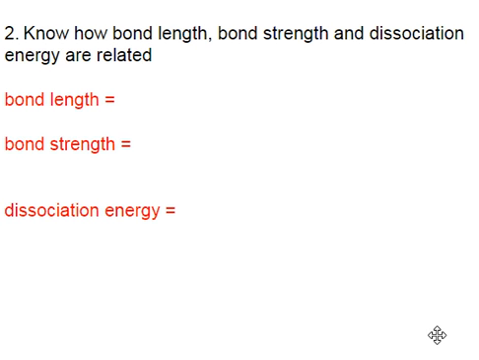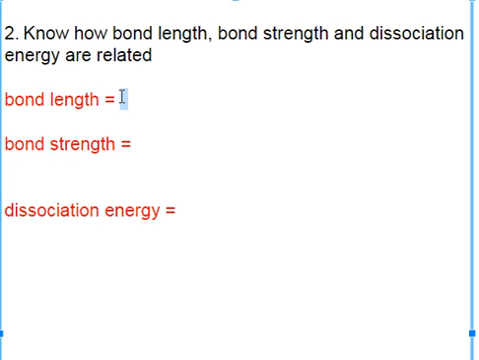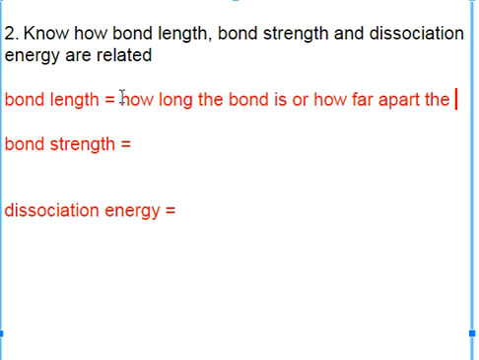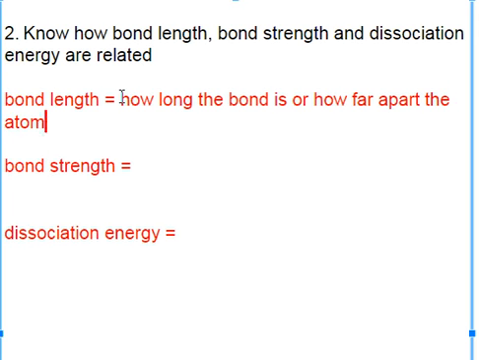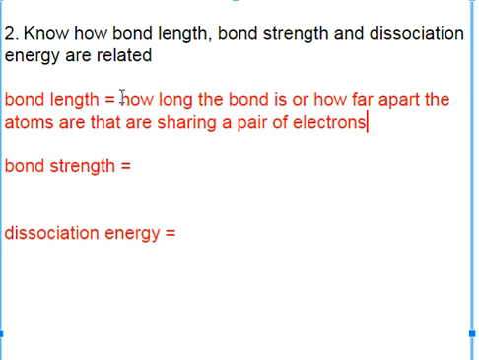Okay, so objective 2: know how bond length, bond strength, and dissociation energy are related. Bond length is exactly what it sounds like. It's how long the bond is, or you can think of it as how far apart the atoms are that are sharing a pair of electrons. That's all bond length is.